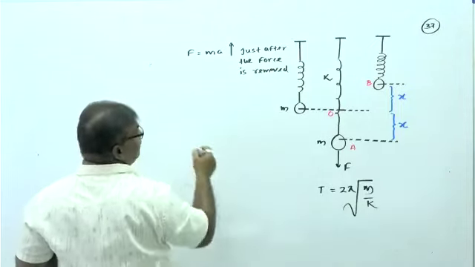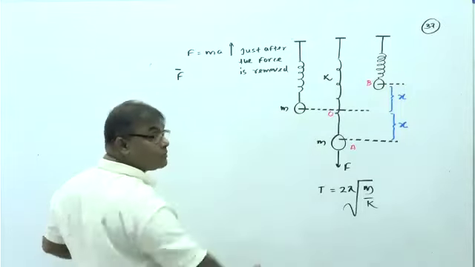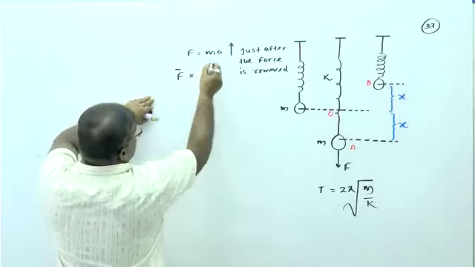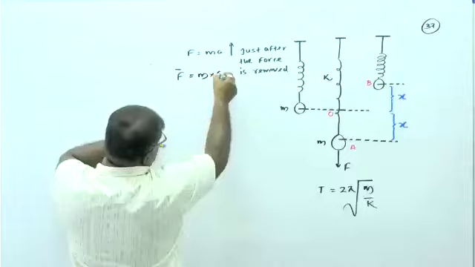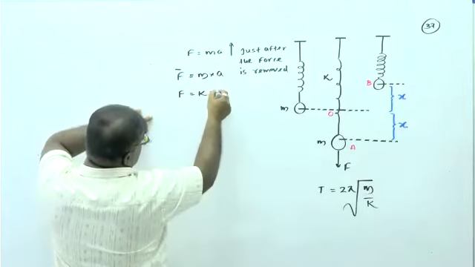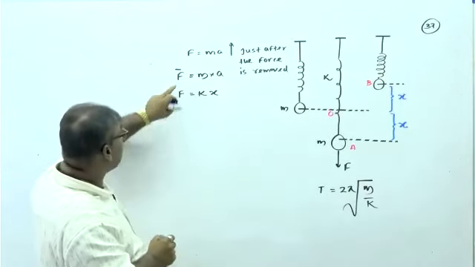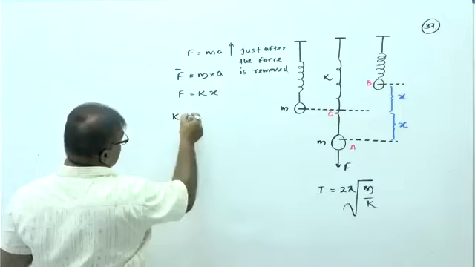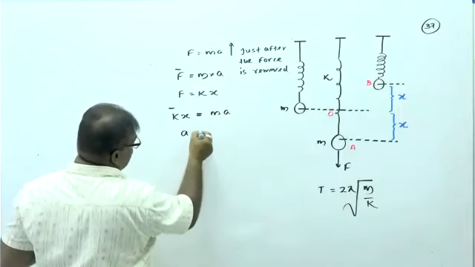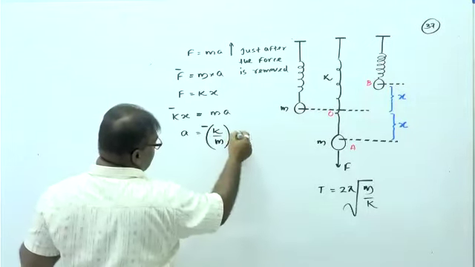F is the applied force. It is directed downward, but we have applied the equation towards the backward direction, therefore we have a minus sign. F equals mass m times acceleration a, right? Then F becomes kx. Placing kx instead of F, we have minus kx equals ma. Then a becomes minus k over m into x.